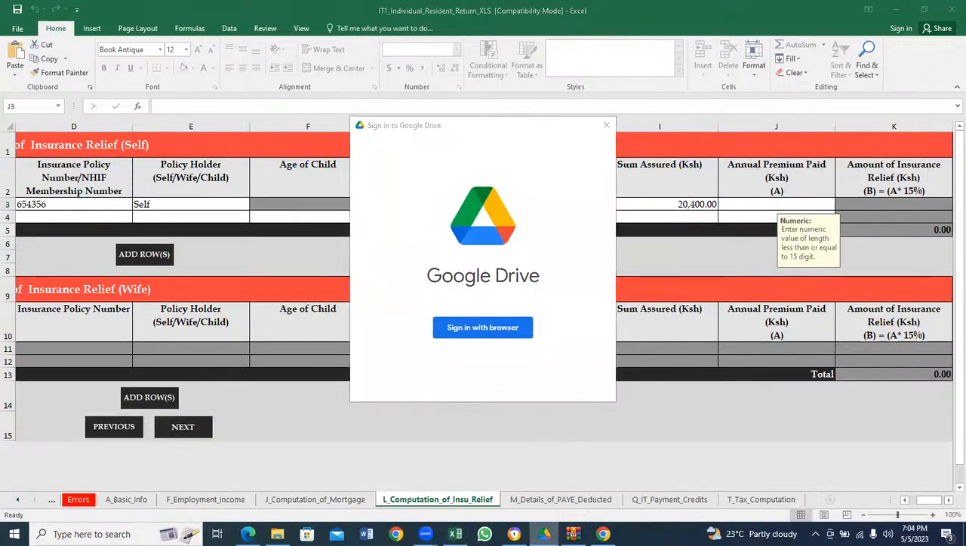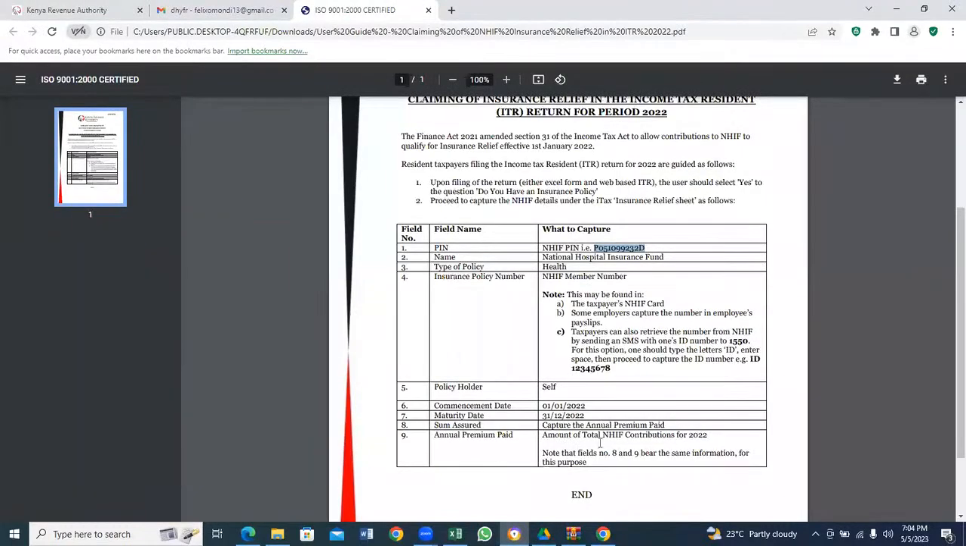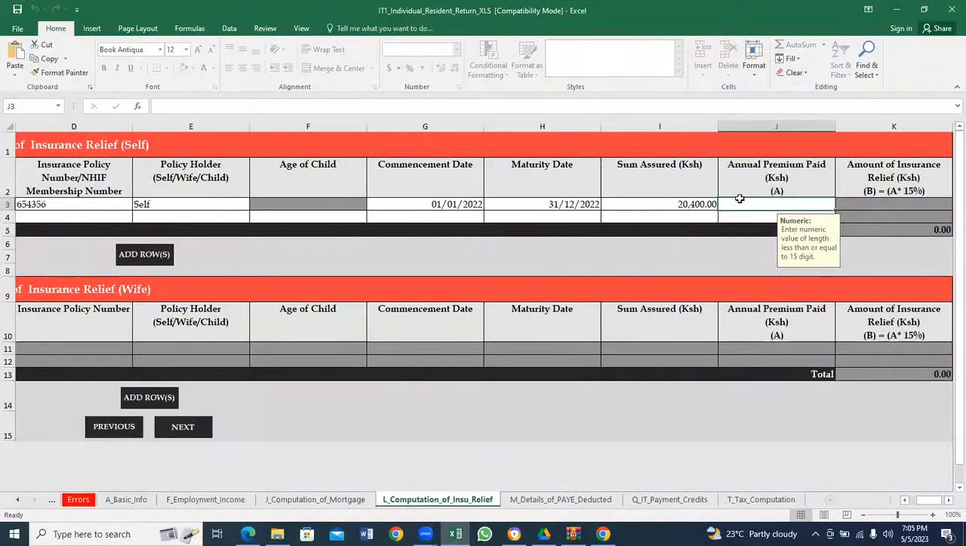Then annual premium paid is the amount of total NHIF contribution. So the same amount that you have as sum assured is the same amount that you put here, 2400. So that the system will calculate automatically for you the insurance relief on NHIF contribution directly.